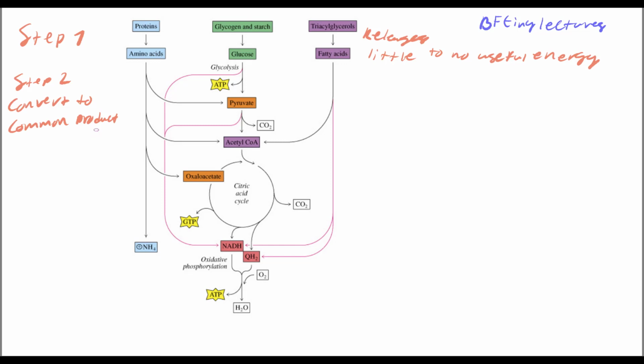In step two, we're going to convert to a common product, and then step three, we're going to perform an oxidative reaction. Okay, so oxidative reaction is what is going to give us NADH and FADH2. Okay, so this right here, acetyl coenzyme A, is going to do some oxidative reactions. Okay, so yeah, usually catabolic processes are oxidative. Okay, so I'll cover what oxidative is later on. So yeah, there you go.